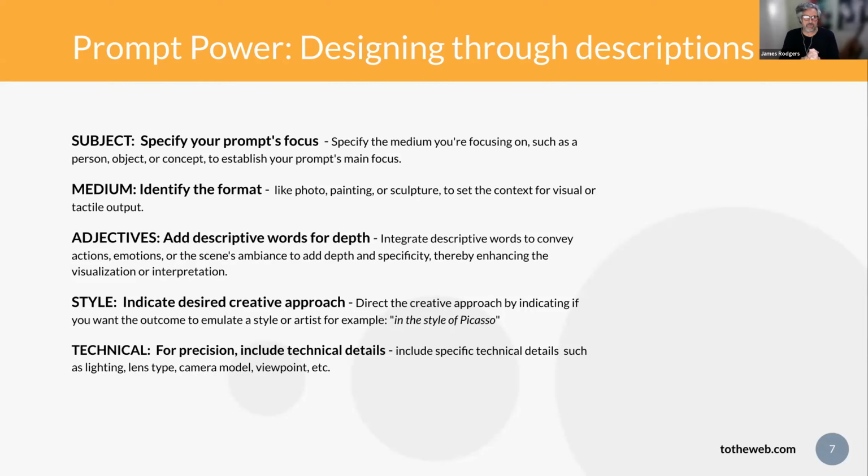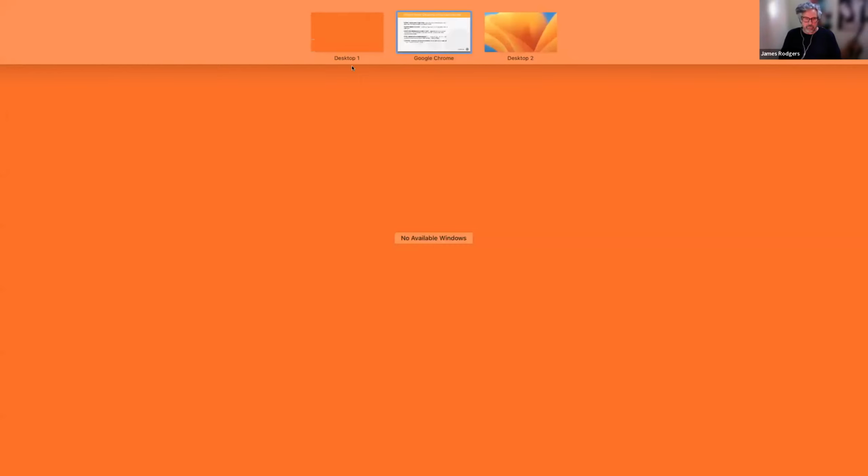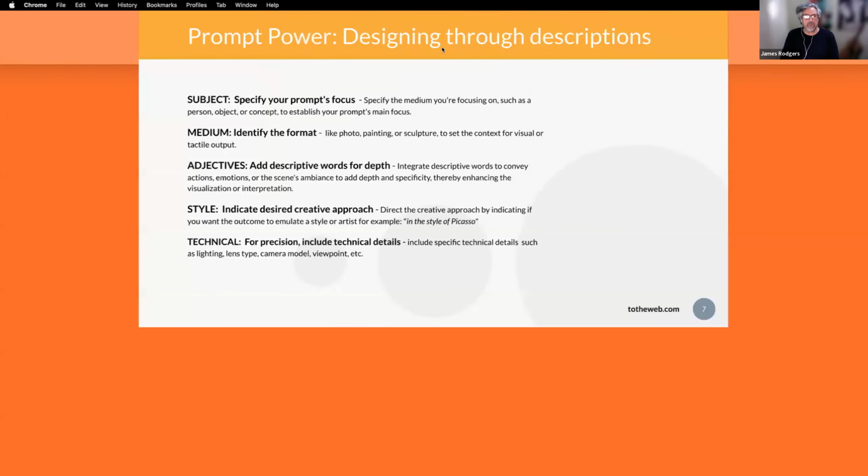So you want to have a subject matter, specify the medium that you want, as a person or an object, or what is it you want to do. And then the medium would be like, I want to make a picture or a photo or a painting or a sculpture, and then using adjectives to describe what you are imagining, and also a style of what you might be imagining.